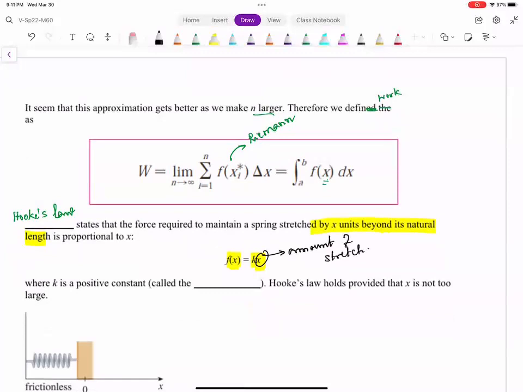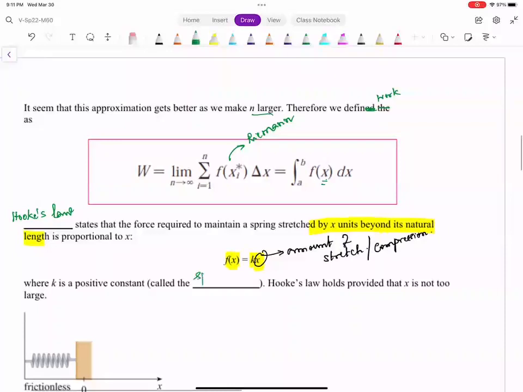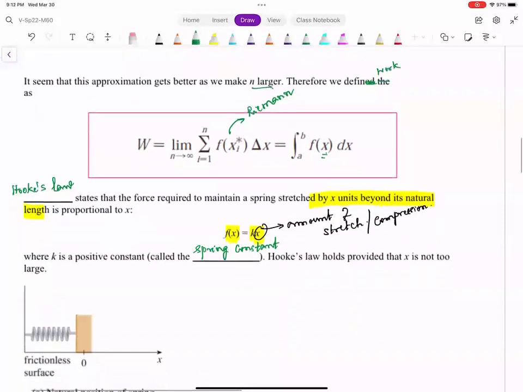It can also be considered as amount of compression if it was related to compression. Where k is a constant called the spring constant. Hooke's law holds provided that x is not too large.